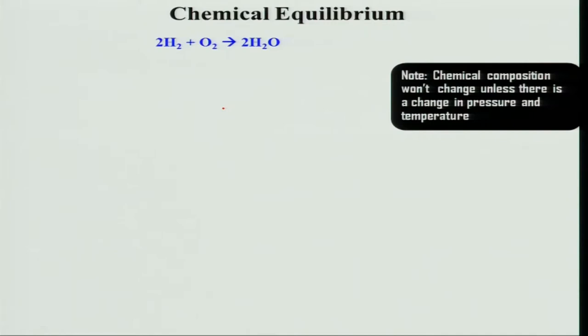However, how will we determine the composition when some reaction is taking place? Keep in mind that the reaction I have written here need not be the actual one. In a real situation, there might be several reaction steps involved. This is just a global or representative overall reaction. Now, how to go about it?